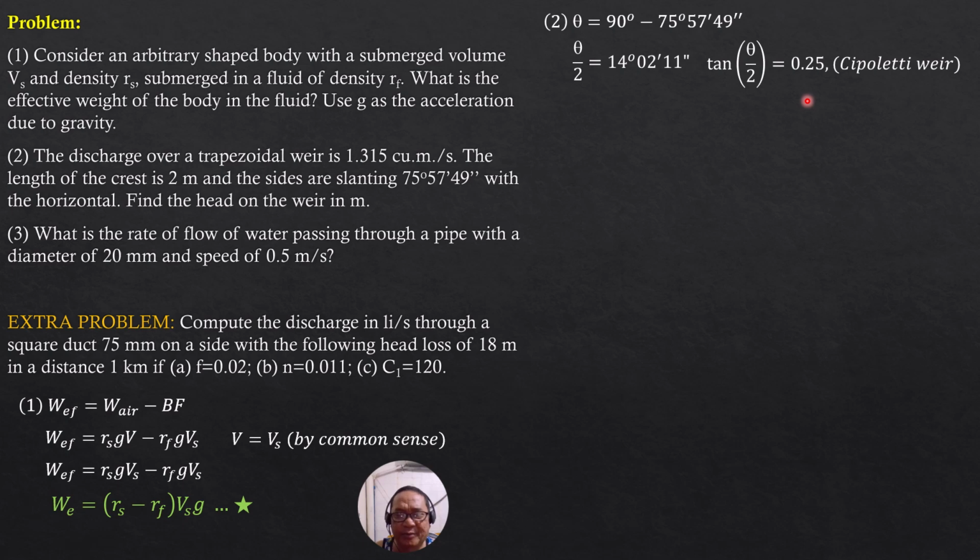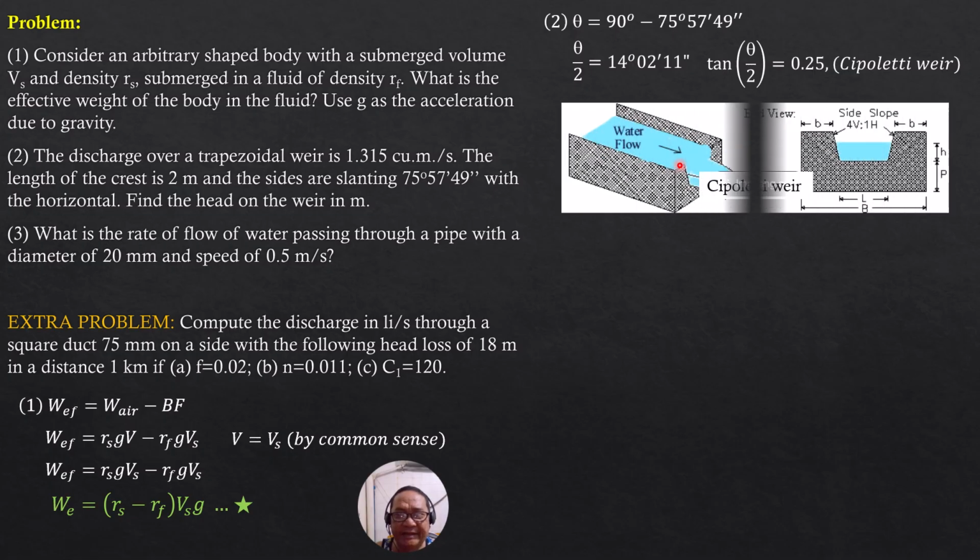Because it is a Cipolletti weir, the discharge formula for a Cipolletti weir is equal to 1.859 length of crest times head to the three halves. So this is the cross section. This is the pictorial view of Cipolletti weir. This is the Cipolletti weir when the slope of the slanted side is 4 vertical to 1 horizontal, or 1 over 4 or 0.25 tangent of the angle that the slanted sides make with the vertical, then it is a Cipolletti weir just like here. So Q equals 1.859 L H to 3 halves.